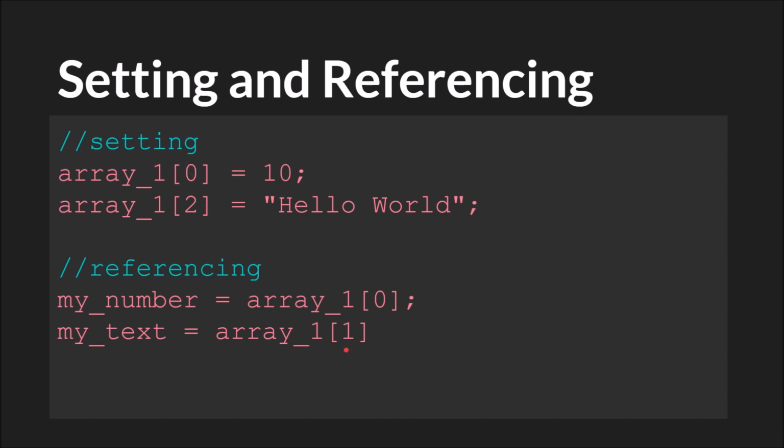And here, this is actually a typo. This should be 2. You would get hello world if it were 2. And you would assign that value to my text.